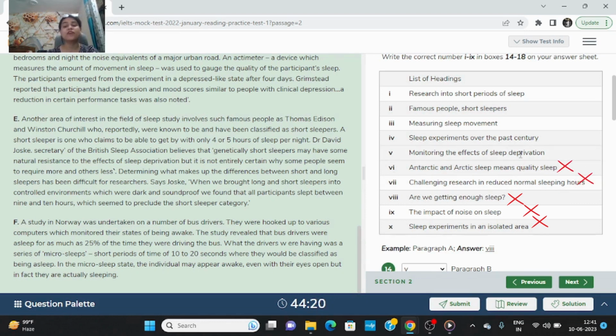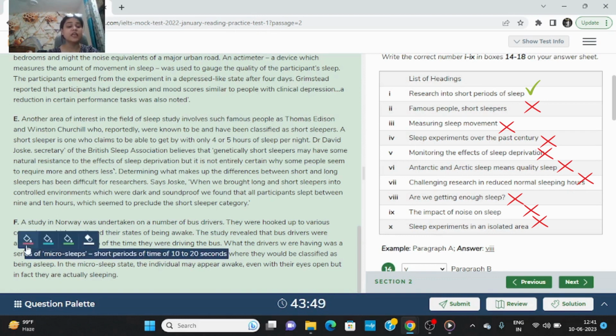No. Monitoring the effect of sleep deprivation? No. Sleep experiment over the past century? No, they are not talking. Measuring sleep movement? Okay, for some, I believe you will say that this will be the answer, measuring sleep movement. But let's see. Famous people, short sleepers? No, this is not the one. Research into short periods of sleep? Yes, this is the most appropriate answer for this.